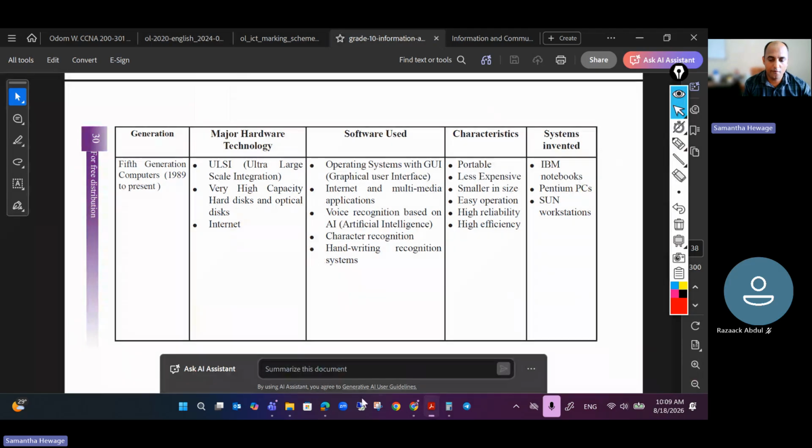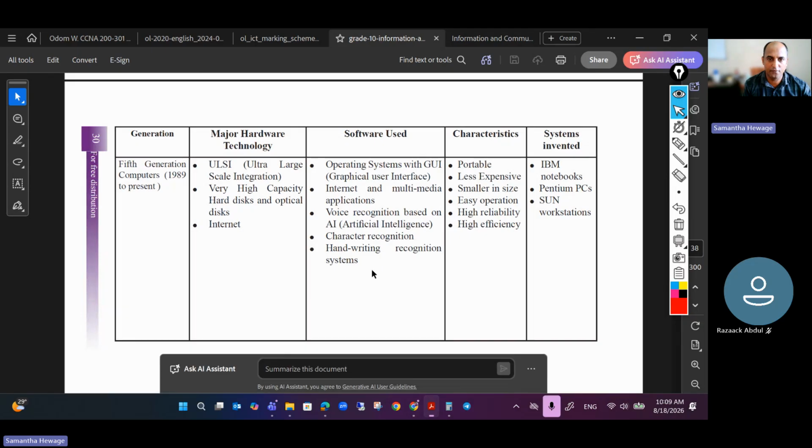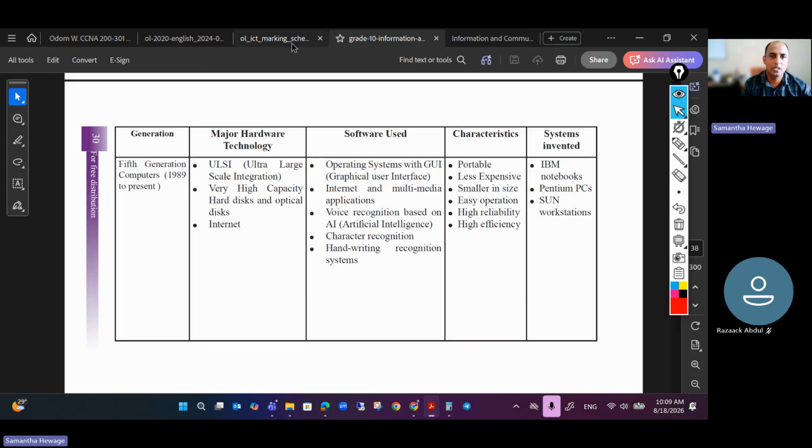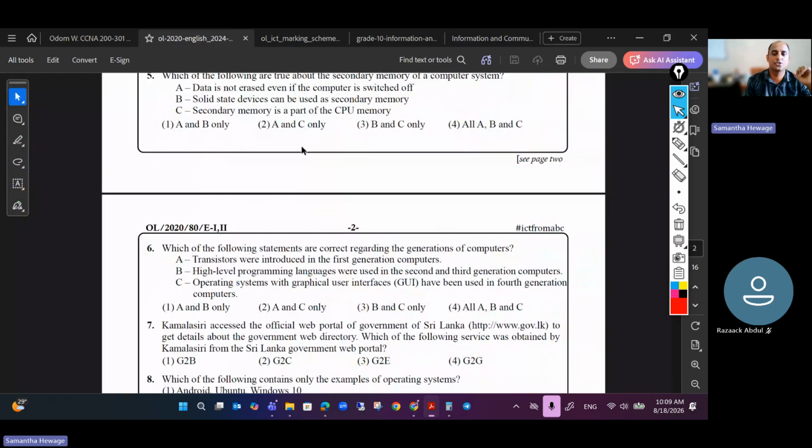Now, I think you are familiar with this. Now, just try out this question by yourself. Give me the answer for this. Question number 6, give me the answer.